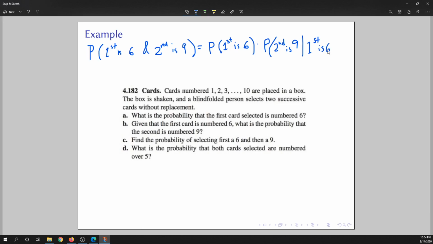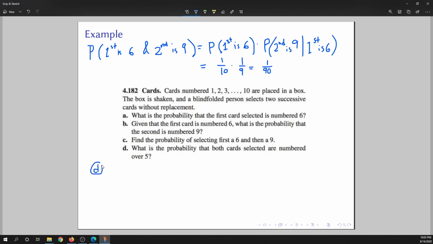So we are just using that conditional probability rule, or the general multiplication rule, rather. And actually, these are the probabilities that we calculated in part A and part B. In part A, we calculated this probability as 1/10. In part B, we calculated this probability as 1/9. So altogether, that's going to be 1/90 on part C. Okay, and then let's do part D.